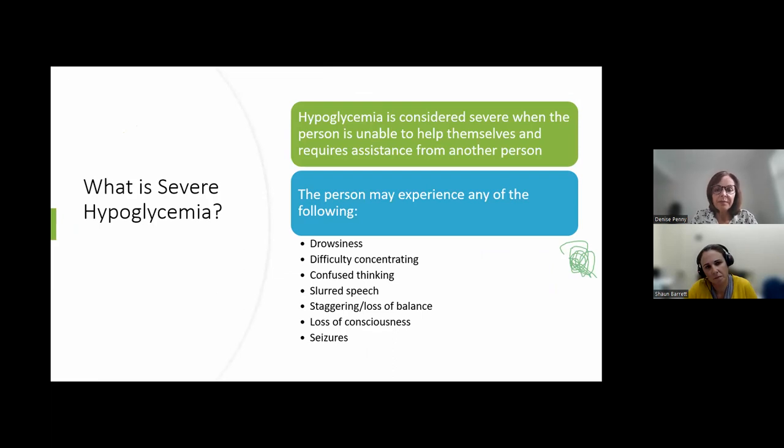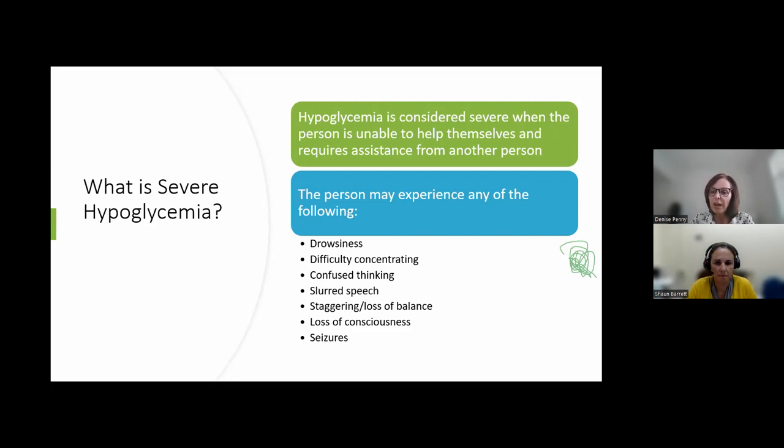We do teach families about severe lows as well. A severe low is hypoglycemia when the child is unable to manage and treat themselves, so able to swallow or drink the juice or eat the tabs, because other symptoms are preventing them from doing that. They may be experiencing more drowsiness or be really lethargic, so that you're not able to administer any juice at all. Maybe some difficulty concentrating, some slurred speech, or it may have progressed to seizures or loss of consciousness.